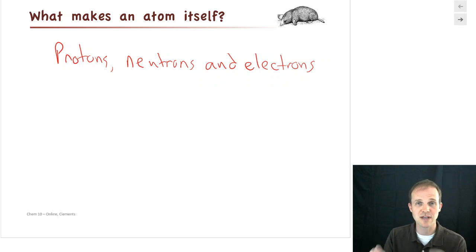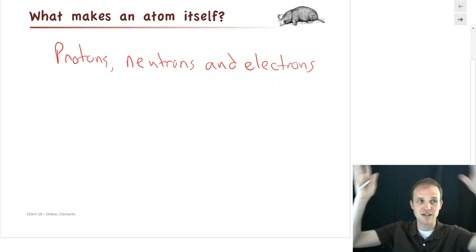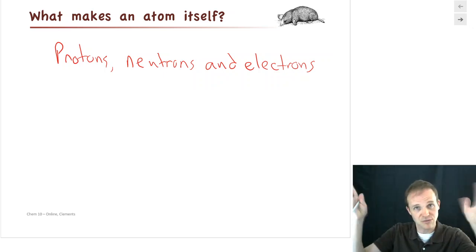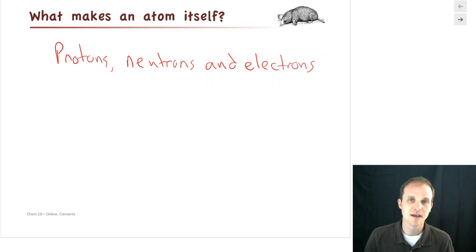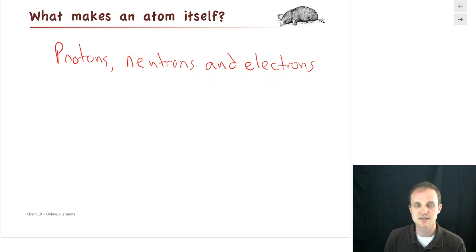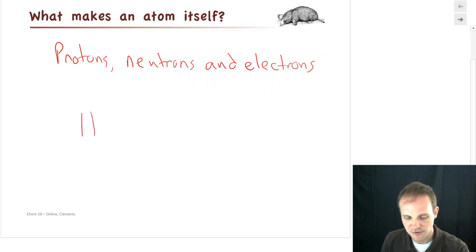We talked about how they're organized, a small nucleus containing, what is it? Yeah, the protons and the neutrons, and the electrons really, really far out there. Okay? So what we're going to talk about in this one is what makes an atom itself. How do we know an atom from one element versus an atom from another element? And it turns out, long story short, that it's the number of protons that determines an atom.